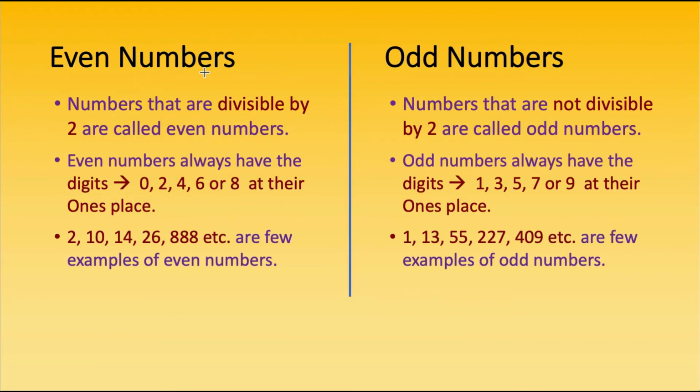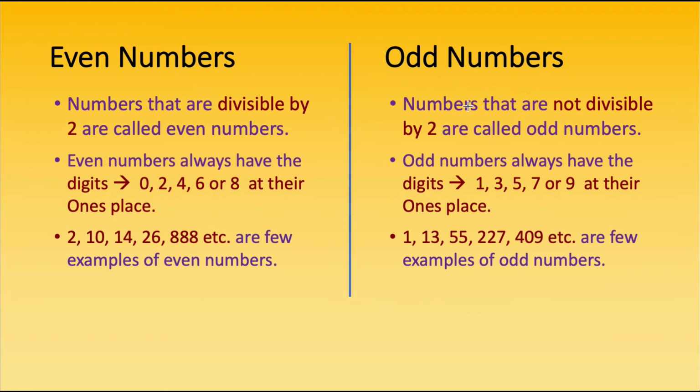Next, even numbers and odd numbers. So students, we already know this as well. Numbers that are divisible by 2 are called even numbers. Even numbers always have the digits 0, 2, 4, 6 or 8 at their ones place, right? And these are a few examples of even numbers, and these numbers have the digits at ones place which are amongst these digits only, right?